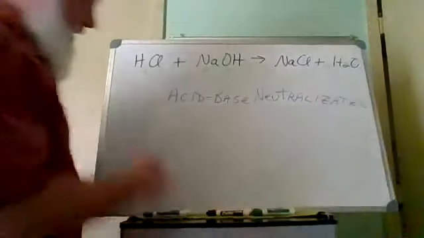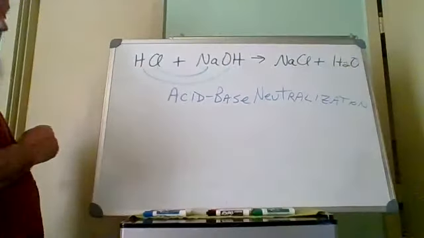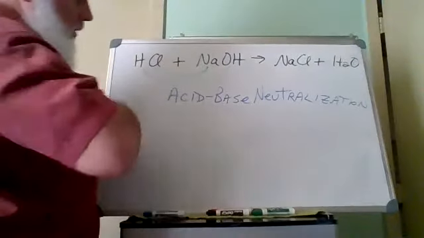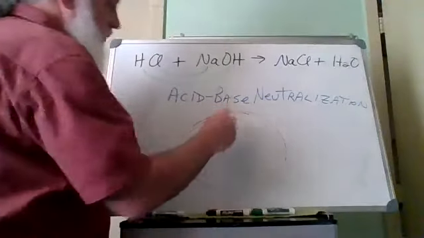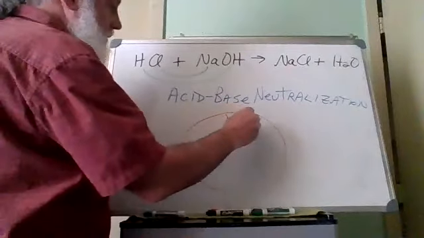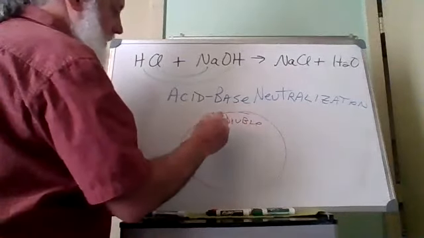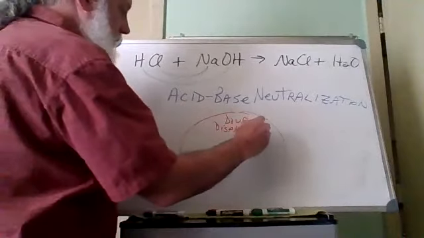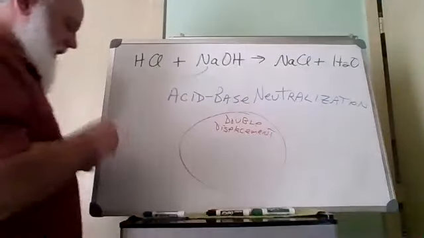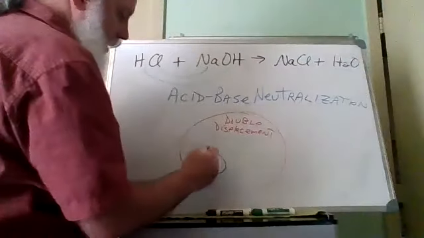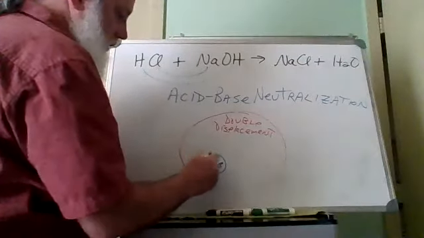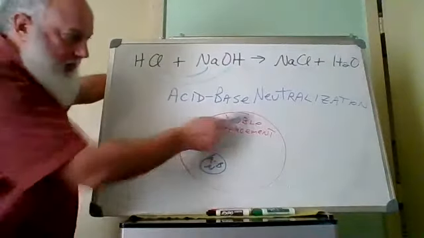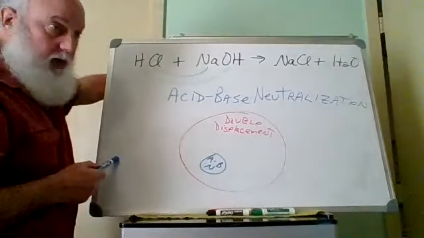Now, I want to point out something. I said this was a special case of a double substitution reaction. So let's have a closer look at that. Let's represent the universe of double displacement or double substitution reactions with a circle, a Venn diagram. So there's the universe of double displacement reactions. Here are the acid-base neutralizations. Now I have room to write it out. Every acid-base neutralization reaction is a double displacement or double substitution reaction.